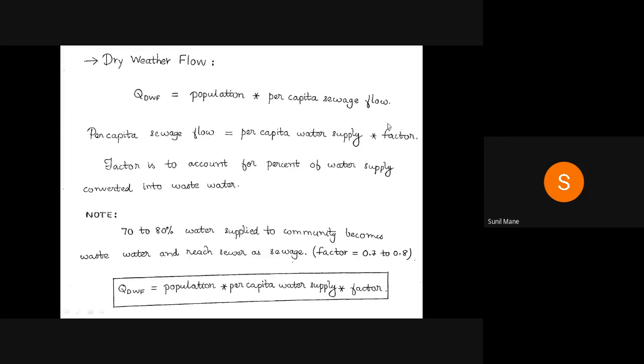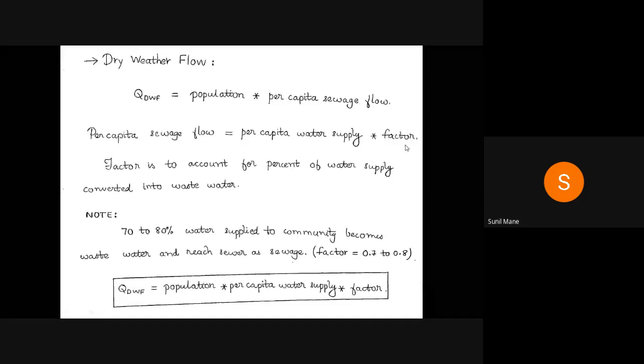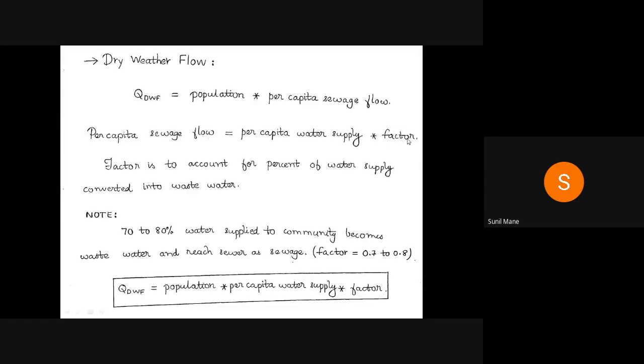In some cases this factor can be one, where additional water is being utilized, and that additional water supply can be in towns also. Most of the time, in towns where additional sources of water like wells are there, apart from the regular water supply, the additional water is also utilized. That is why the total water supplied can be considered as the total water coming for the wastewater.